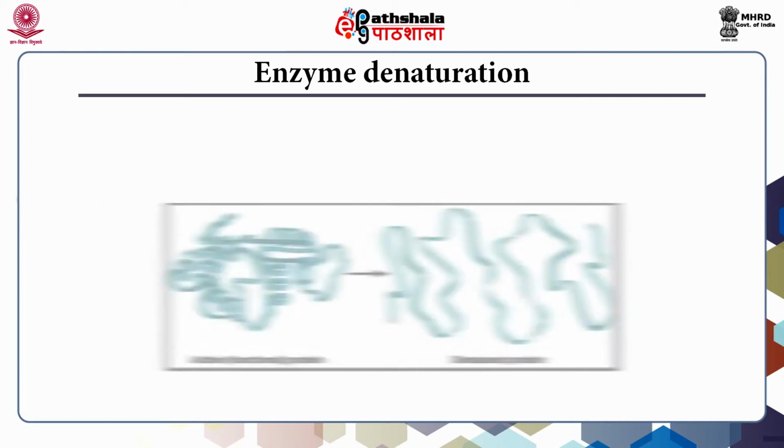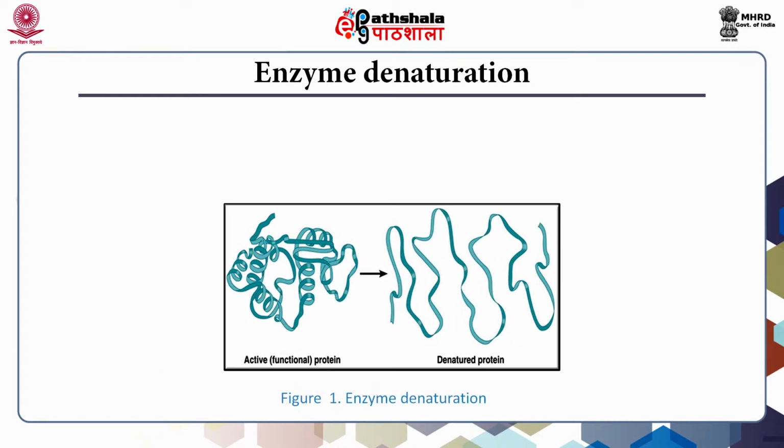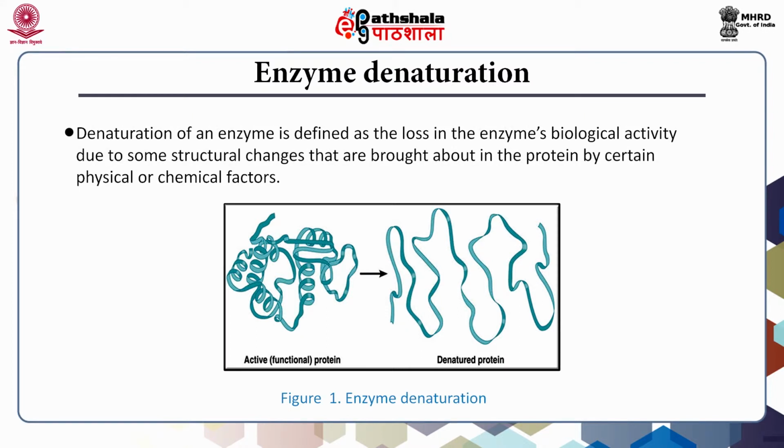What is enzyme denaturation? An enzyme is a biological catalyst responsible for carrying out various biological processes within the living system. Enzymes work consistently until they are denatured, implying that when enzymes denature, they are no longer active and cannot function anymore. Denaturation of an enzyme is therefore defined as the loss of enzyme's biological activity due to some structural changes that are brought about in the protein by certain physical or chemical factors.